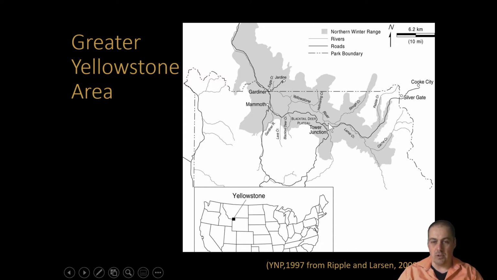So we're going to be looking at the shaded area specifically. So part of the shaded area is in Yellowstone National Park in Wyoming, but there is also a section in Montana. So the reason we're looking at the shaded area is because this is where you have the largest elk and carnivore rich population. So this is where the trophic cascade is, the shaded area.